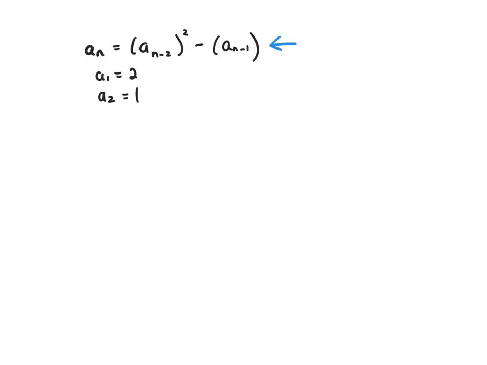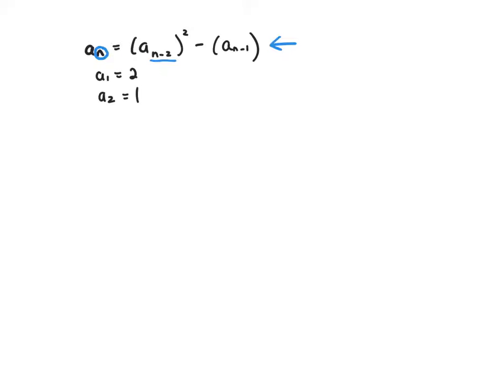This is the formula for our sequence. A sequence is just a list of numbers that follow a certain pattern. So to find a particular one, what you do is you take the one 2 behind it. That's what a sub n minus 2 means, and you square it minus the number right below.